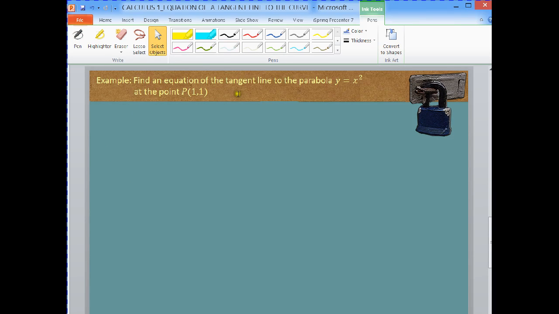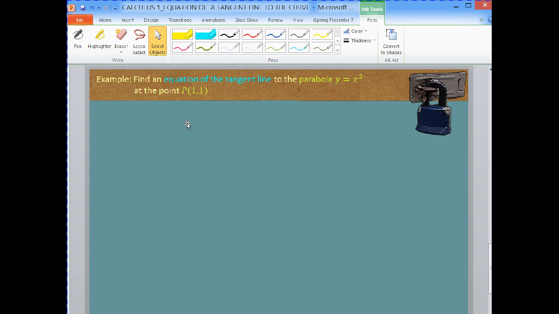Find an equation of the tangent line to the parabola y = x squared at the point P(1, 1). Okay, the question asks us to find an equation of the tangent line, and is given the equation of the curve, which is y = x squared, and also given the point P(1, 1). So let's first see how the curve looks like. Okay, I'm using a graphing calculator.